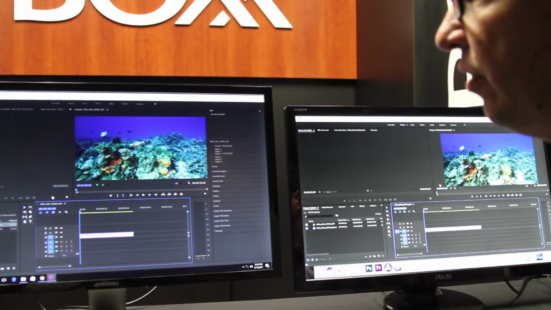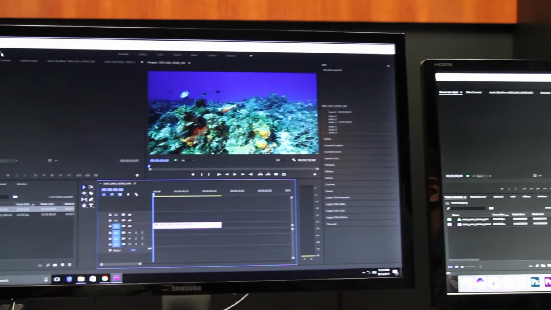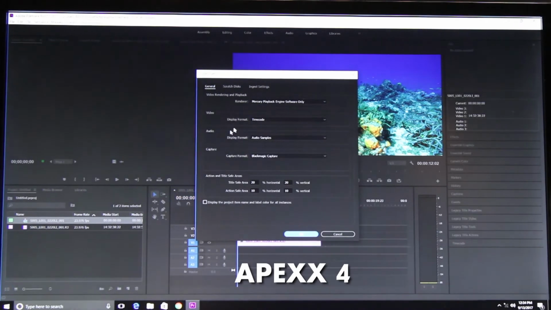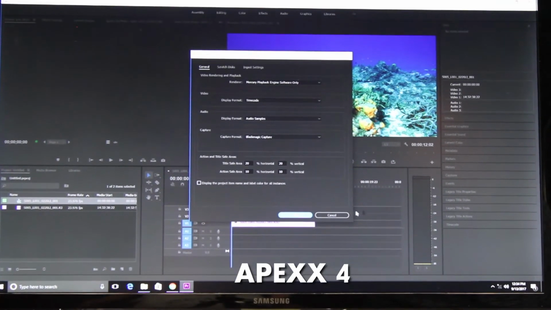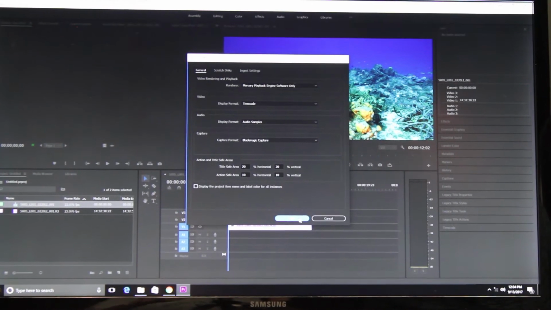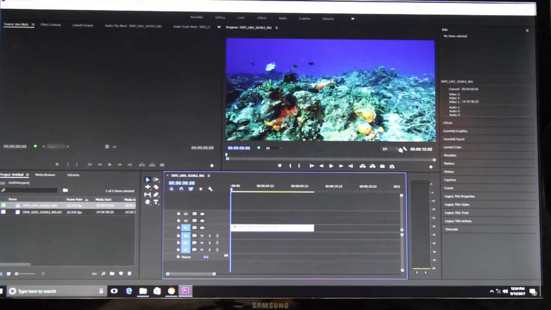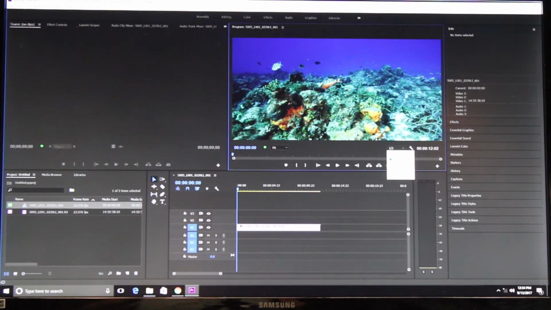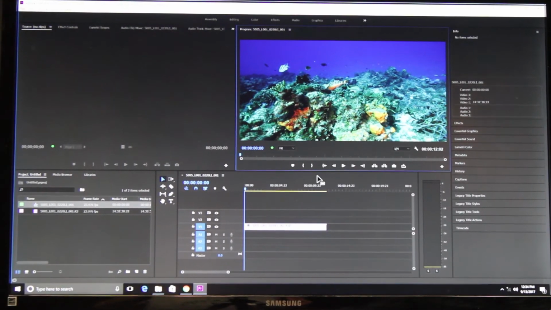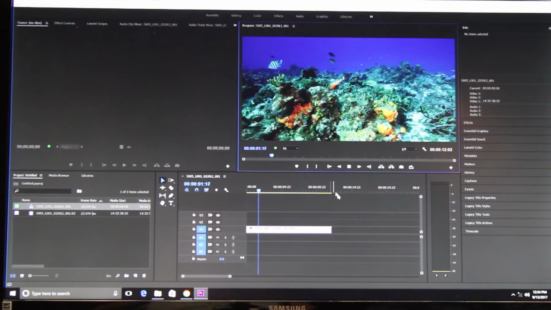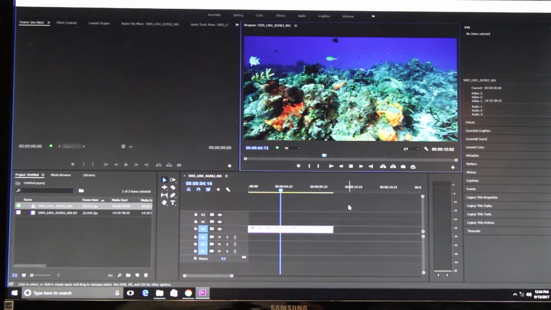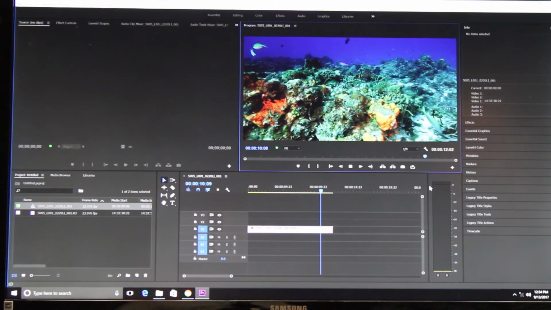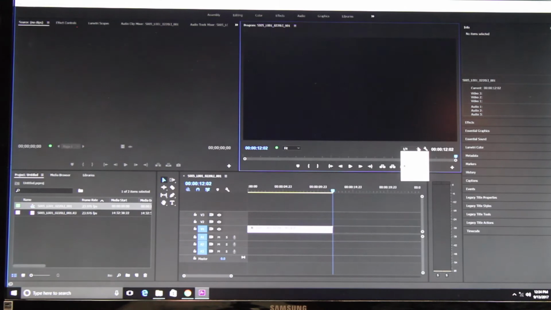So I've imported some 6K red footage into Adobe Premiere, and for this particular test I have set my video and rendering playback to software only so that we can look at the CPU power on the BOXX system. I've got my various quality settings in the timeline, and for example, if I want to play it back at a fourth, we can see that the drop frame indicator is showing us green, which means there are no drop frames. And now we'll do it at a half.